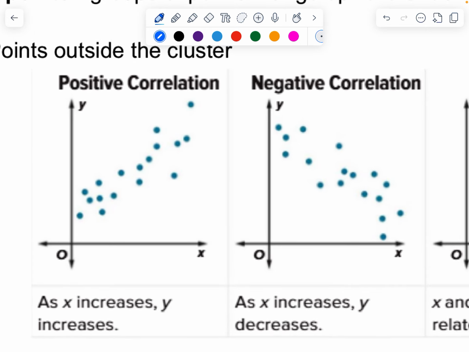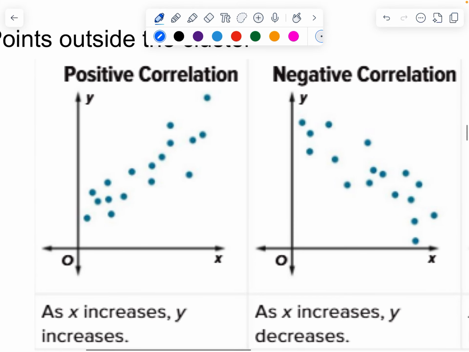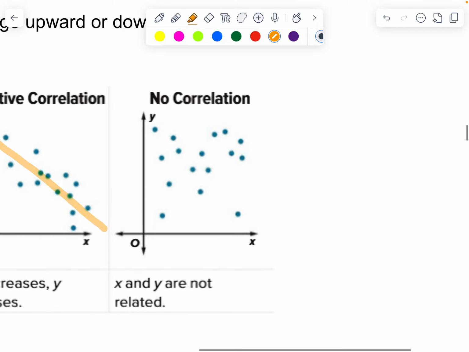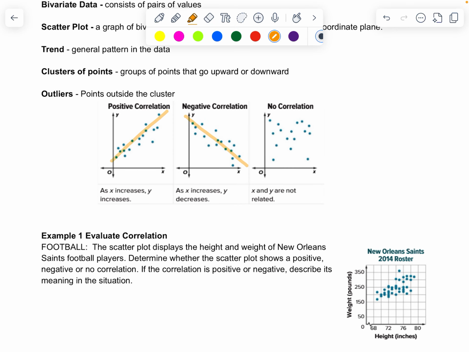So if I look at a positive correlation, it's like it has a positive slope. As the x increases, the y increases. Negative correlation: as the x increases, the y decreases. It gets smaller. This has no correlation at all because the x's and y's are not related to each other.